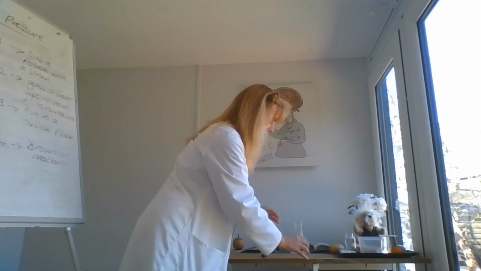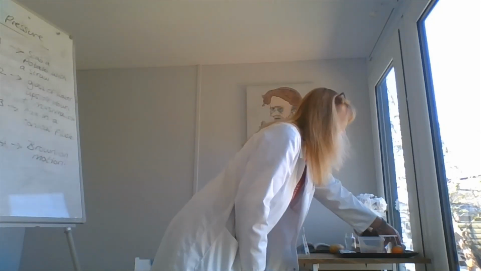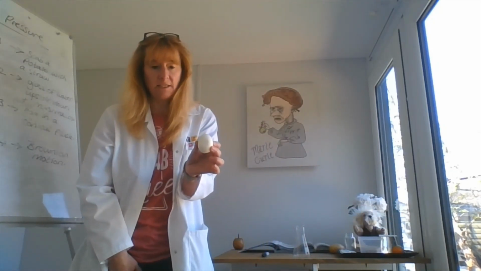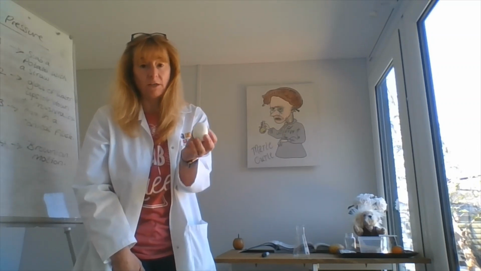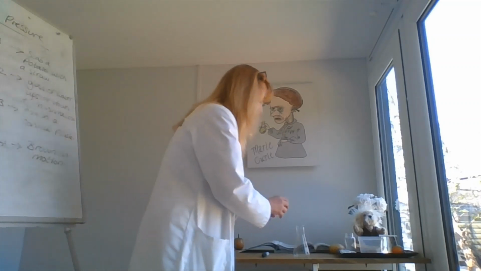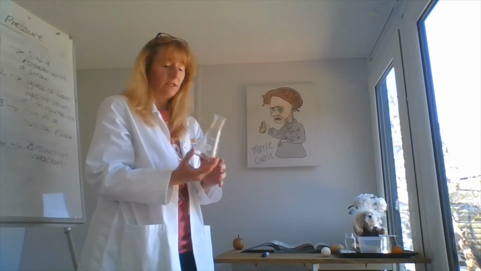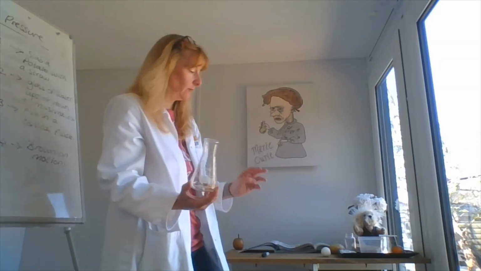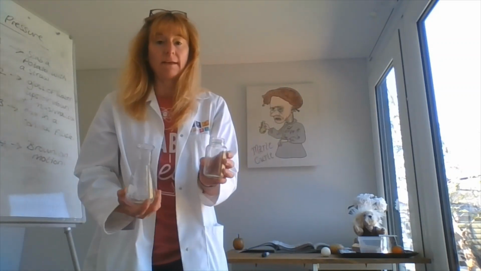So I'm going to use this next experiment. I've got a hard boiled egg here, and you can do that at home. Just hard boil it and peel it. And I've got a conical flask. You probably don't all have one of these at home, and that's fine. I had a little glass jar.